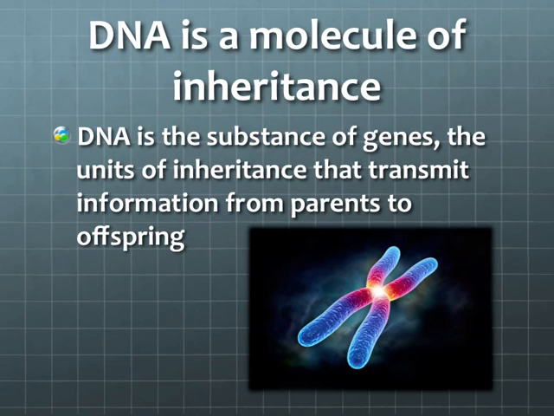On this picture we can see chromosomes. Chromosomes have almost all of a cell's genetic information. It's DNA. DNA is a substance of genes, units of inheritance that transmit information from parents to their offspring.